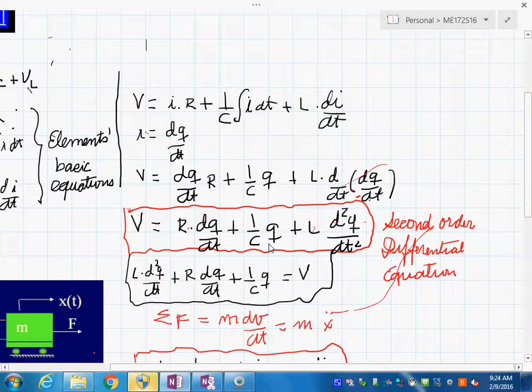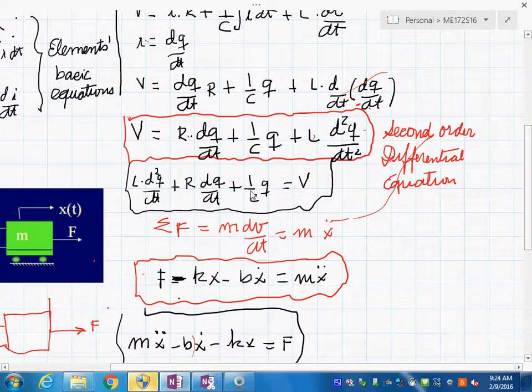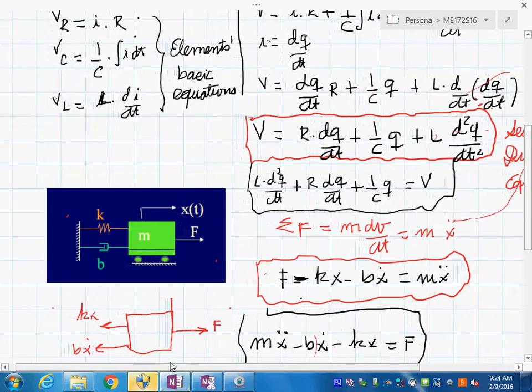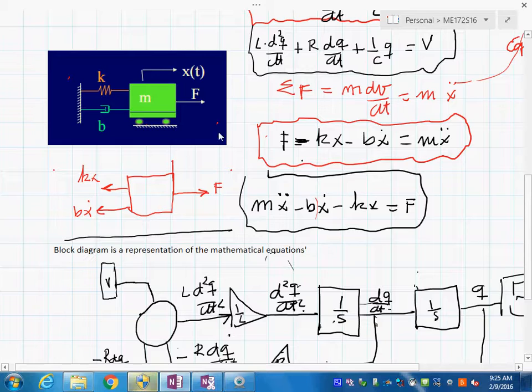And then from here we could go and develop the block diagram. But what we did last time, as this is a bit of a review, when we have the differential equation from the mechanical system, we would do a free body diagram where we express all the forces, and then we say the summation of forces equals mass times acceleration, and we obtain a differential equation like this one over here.